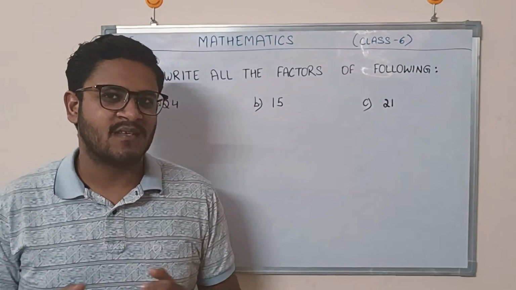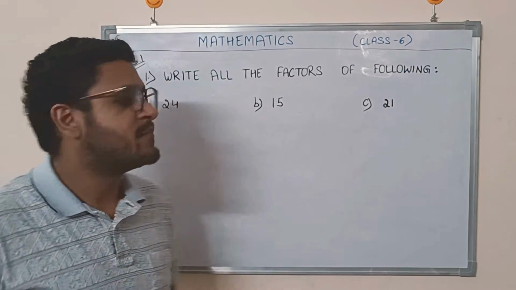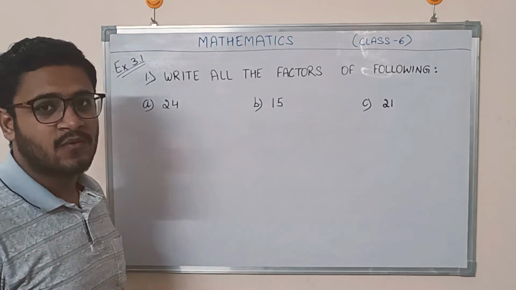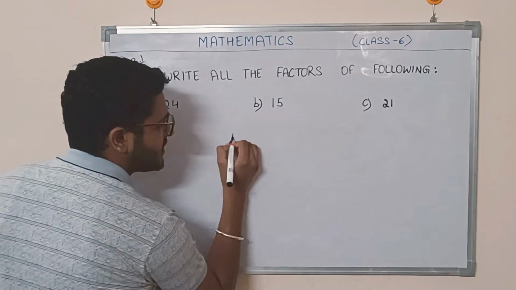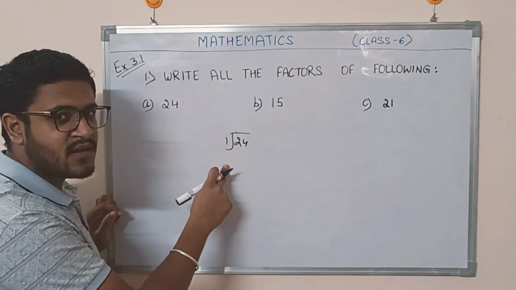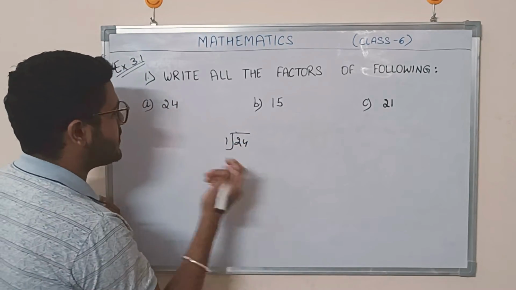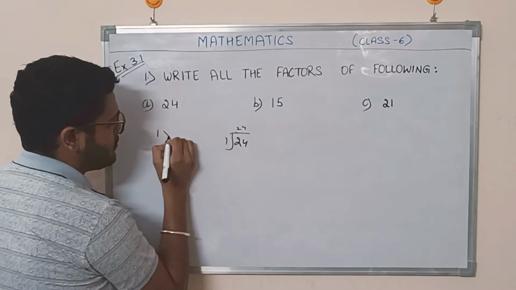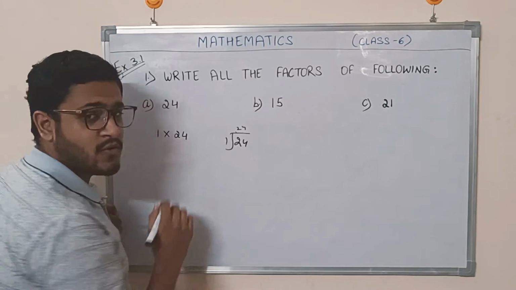Now let's solve exercise 3.1 of NCERT. Write the factors of the following. First is 24. So let's try to divide 24 by 1. It will be an exact divisor, right? Because 1 is always a factor, we know. So what will it be? 1 into 24.